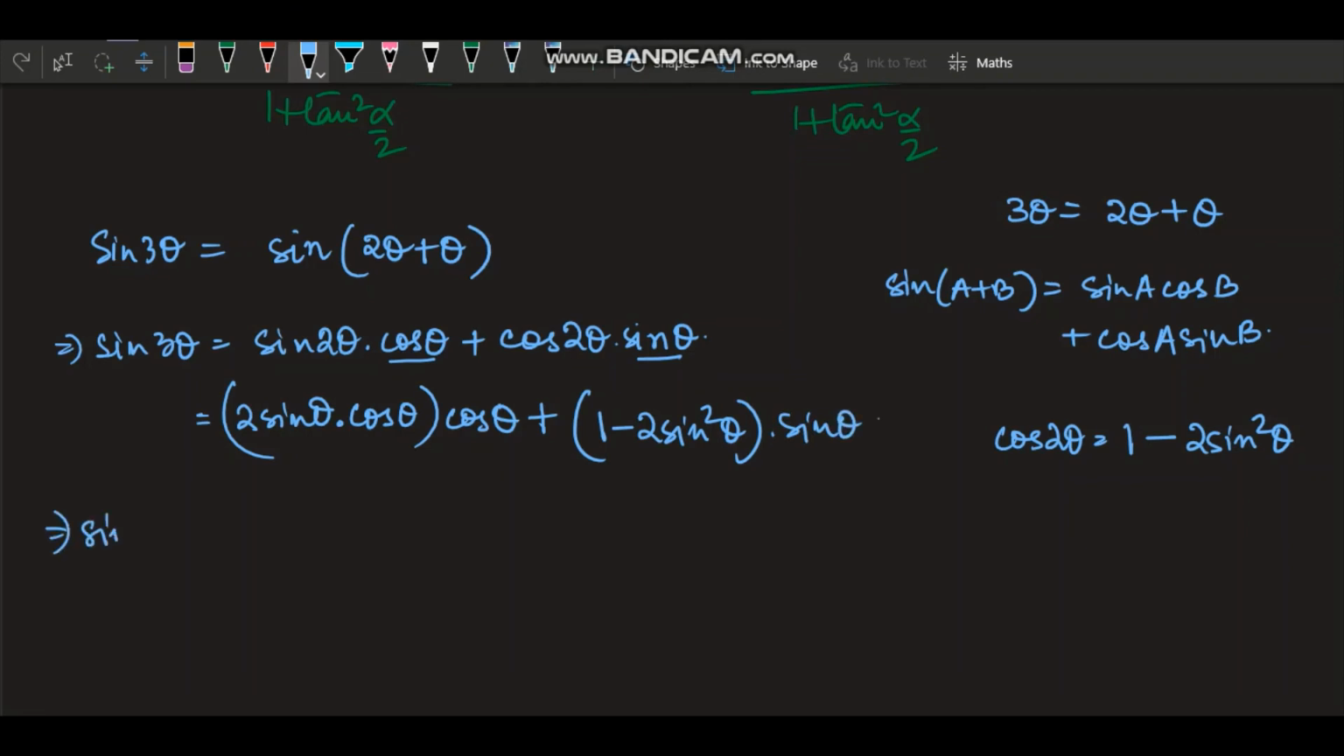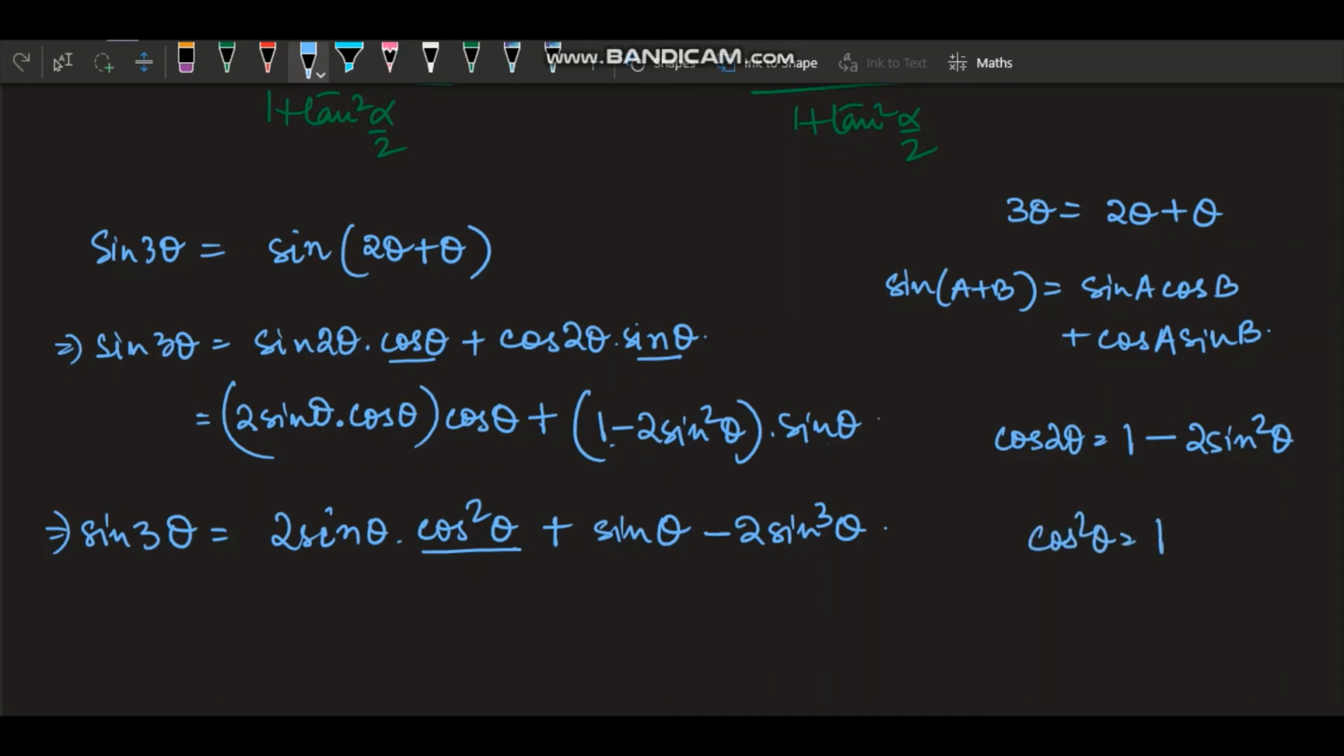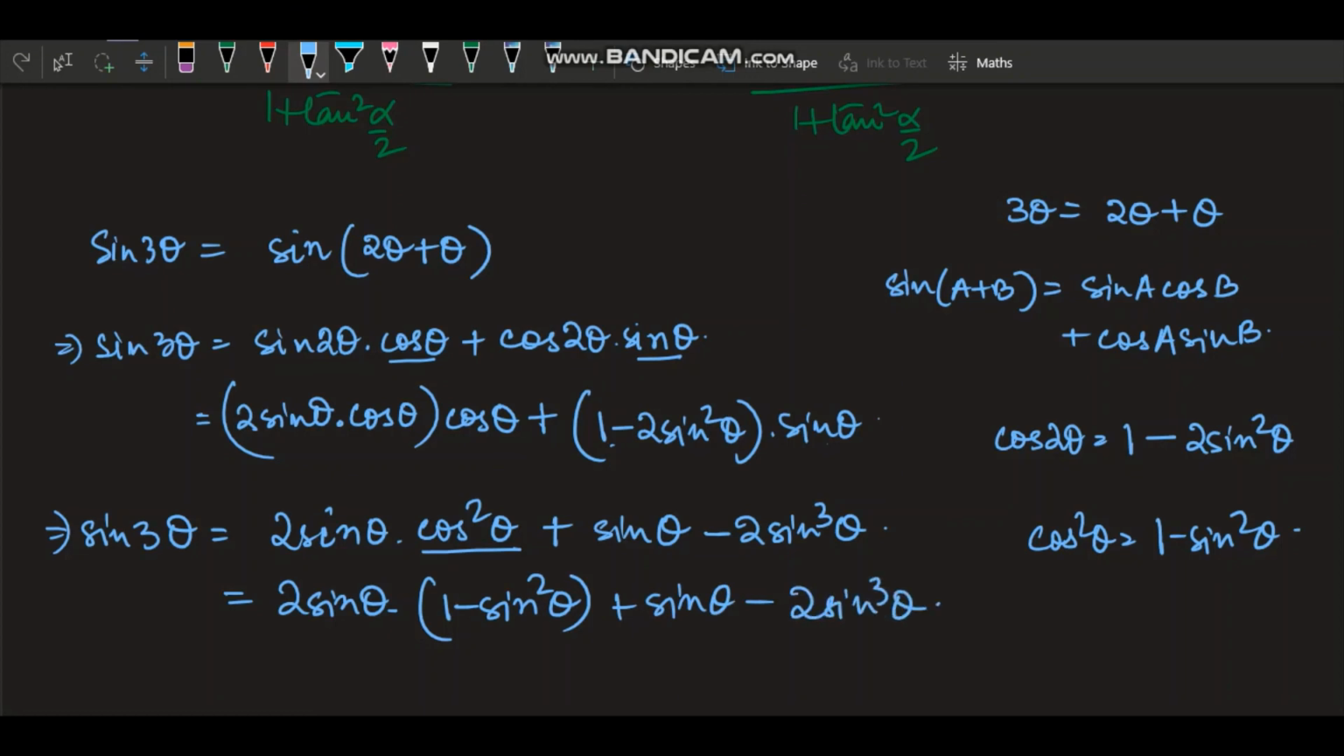So you have sine 3 theta equals 2 sine theta into cos square theta plus 1 into sine theta gives you sine theta, minus 2 sine square theta into sine theta is minus 2 sine cube theta. How do you replace this cos square theta by sine square theta? Obviously cos square theta is 1 minus sine square theta. So 2 sine theta into 1 minus sine square theta, plus sine theta minus 2 sine cube theta. Now a little bit of simplification will give you the result.